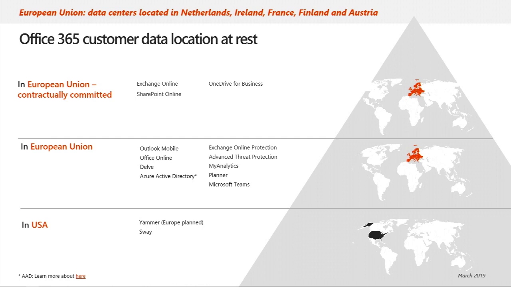There are other workloads like Outlook Mobile, Office Online, Delve. Those are also stored there, except there are some exceptions. For example, Active Directory: some attributes of Active Directory are stored elsewhere, mainly to enable multi-factor authentication and some other reasons. And for some workloads, for example Yammer or Sway, it is clearly indicated that the data is actually stored in the USA, not in any of the geos we indicated. This is mainly to give you transparency of where we store the data.